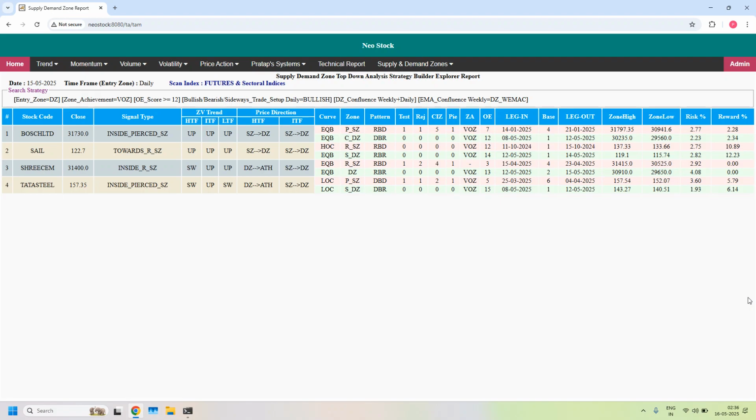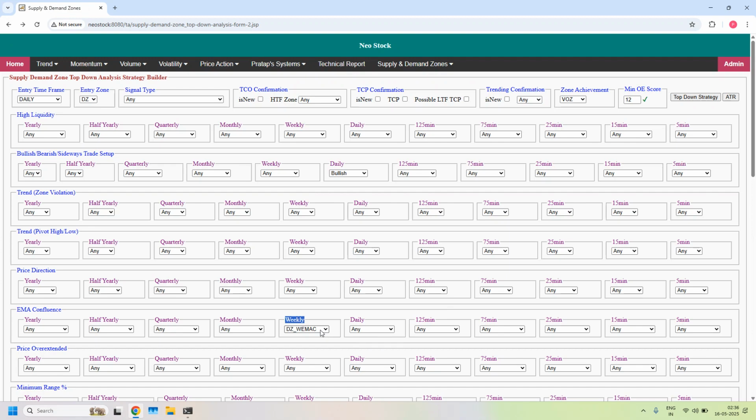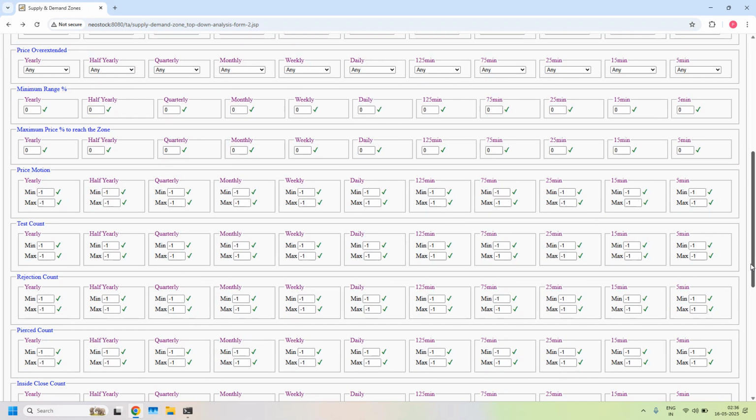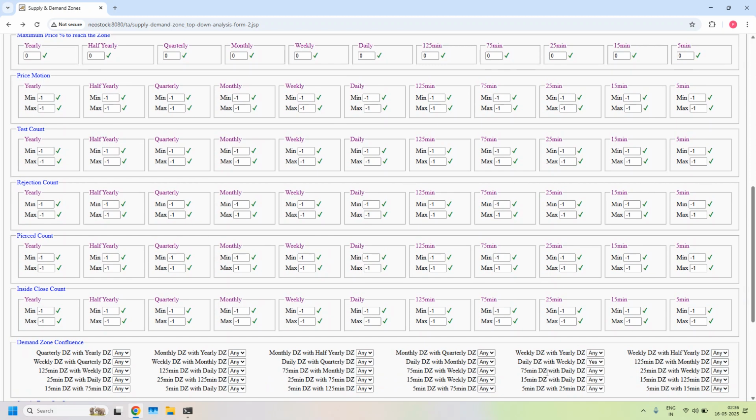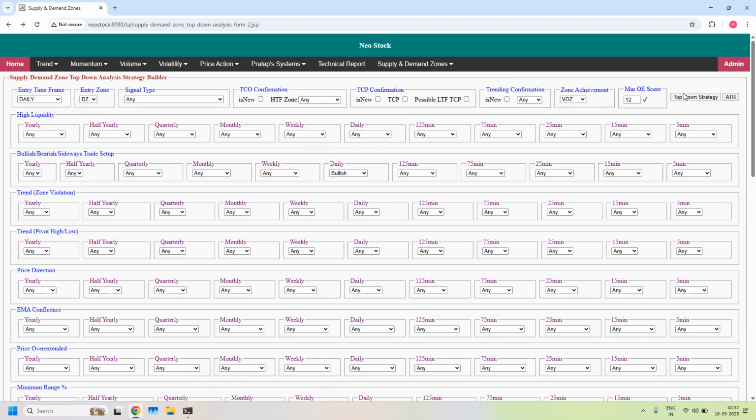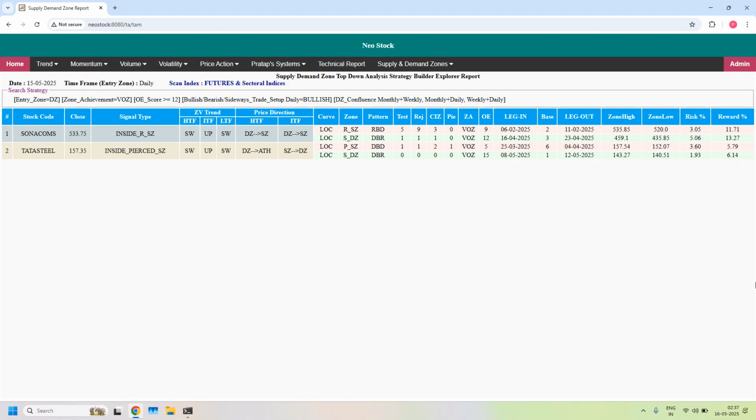Next, we will filter based on LTF, ITF and even HTF demand zone confluence. That is daily, weekly and monthly demand zone confluence. Removing this EMA filter. In the demand zone confluence, 3 filters we have to set. First filter is already enabled. Next, daily and monthly demand zone confluence, weekly and monthly demand zone confluence. With all the 3 filters, we got 2 stocks.